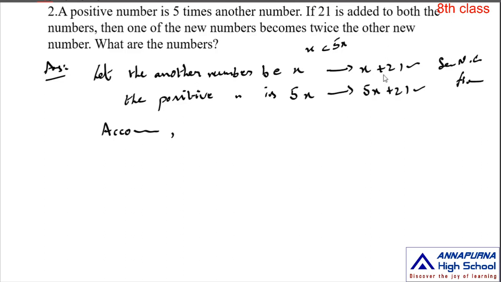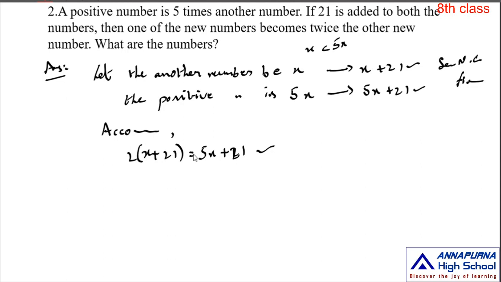So if you multiply this number by 2, then you get this number. Why? Because this is a larger number. So when you multiply a smaller number by 2, then you get the larger number. In case you multiply a larger number by 2, we don't get the smaller number. That is not possible in our mathematics. So x plus 21 multiplied by 2 gives this number. Now frame an equation. So 2 into (x plus 21) is equal to 5x plus 21. Now this is the required equation for the given situation.